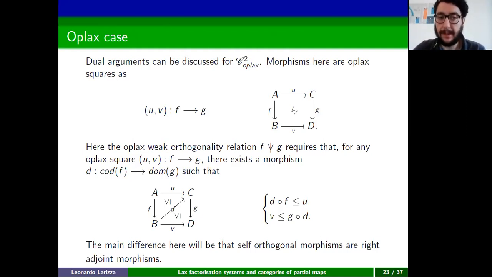We focused on the lax case, but I should mention that dual arguments can be carried out for C2 Oplax, and therefore we have an Oplax weak orthogonality relation, denoted in this way, that requires again the existence of Oplax diagonal morphisms. I shall mention that the difference here is that self-orthogonal morphisms are now right adjoint morphisms, and that for Oplax functorial factorization systems, the transformations that we obtain are lax natural transformations, eta and epsilon.